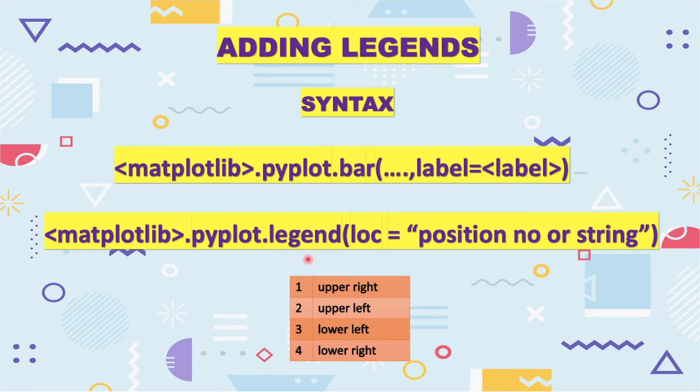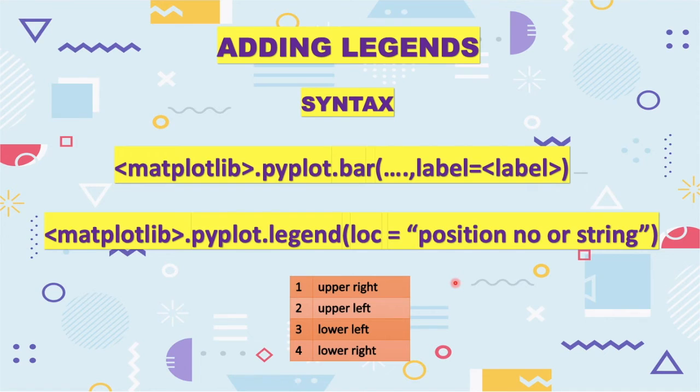The location can either be numeric or of string type. For numeric values, we use 1 for the upper right position, and for the string value we use upper right. For numeric value 2 we will have the location as upper left. For numeric value 3 we will have the position as lower left, and for numeric value 4 we will have the position as lower right. So these are the numeric values and these are the string values. Basically, 4 types of positions are supported by legends.